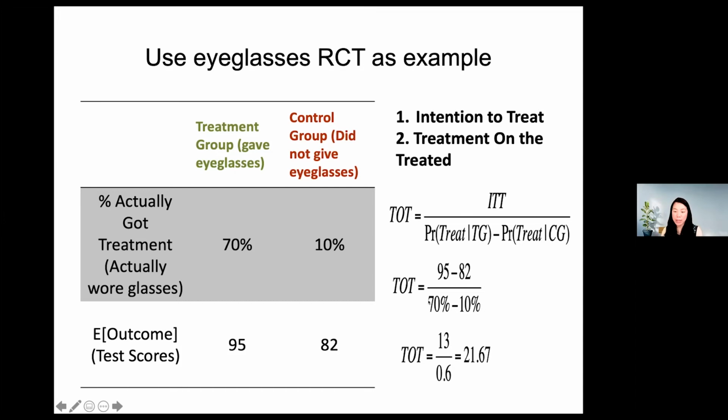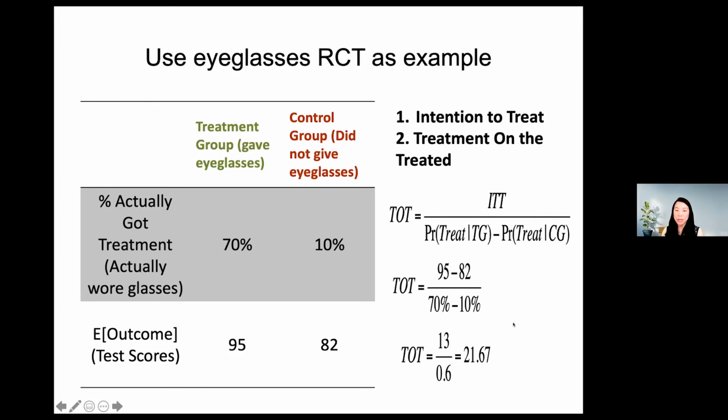So we take account of the difference in the probability of the uptake rate, so divided the ITT by the probability. So that gives the actual treatment impact on the treated. For the students who got their glasses and actually wear them, compared to the students who completely don't have eyeglasses at all, the impact is much larger. So we see the TOT here is 22 compared to ITT is only 13.